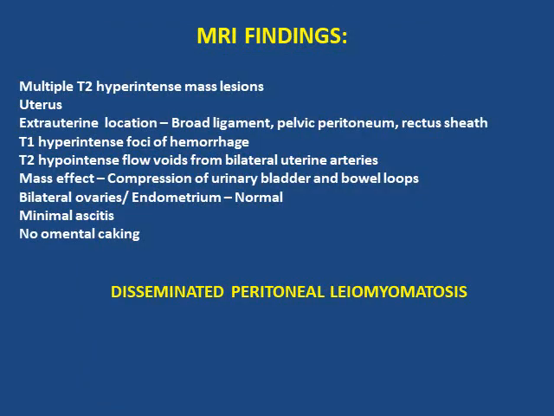So to summarize, there are multiple T2 hyperintense mass lesions within the uterus and in extrauterine locations, namely the broad ligament, pelvic peritoneum, anterior abdominal wall, rectus sheath, and prevesical space, with a few T1 hyperintense areas of hemorrhage in them. T2 hyperintense parasitic fibroids were also seen within the bilateral uterine arteries. These fibroids were showing mass effect in the form of compression of the urinary bladder and bowel loops. Bilateral ovaries and endometrium were normal, with minimal ascites and no omental caking. So the diagnosis in this patient is disseminated peritoneal leiomyomatosis.